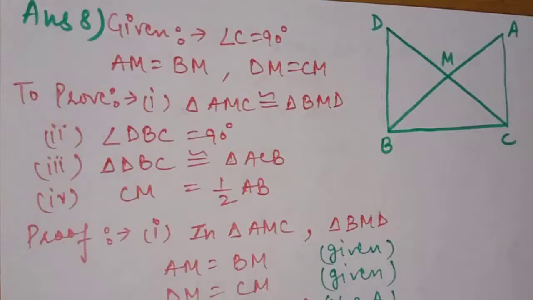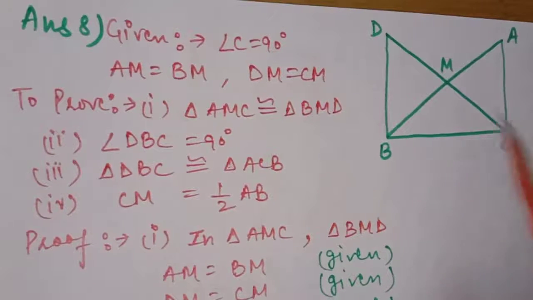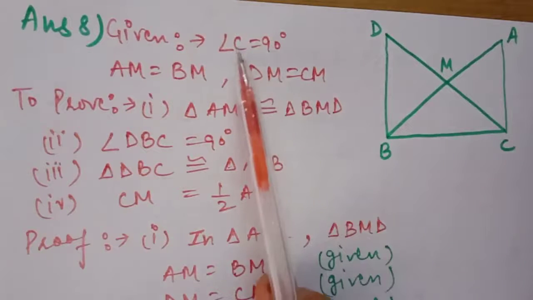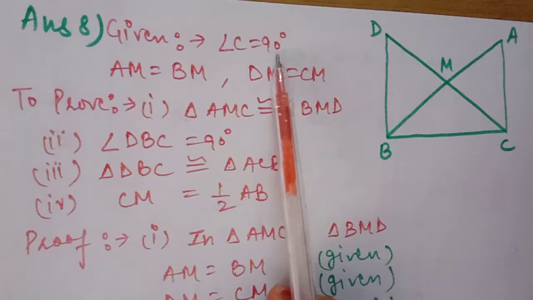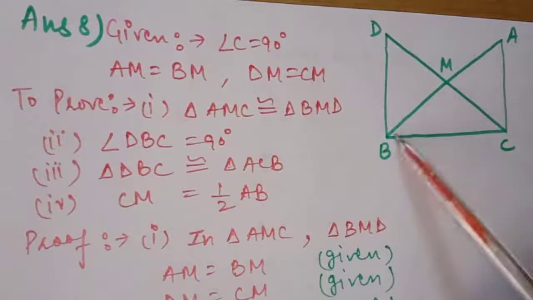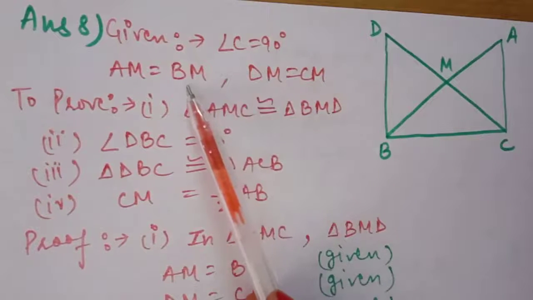Next question is question number 8. In question number 8, we have triangle ABC, a right angle triangle at C. So what is given? First thing is angle C is 90 degrees. M is the midpoint of the hypotenuse AB. It means AM and MB are equal to each other.